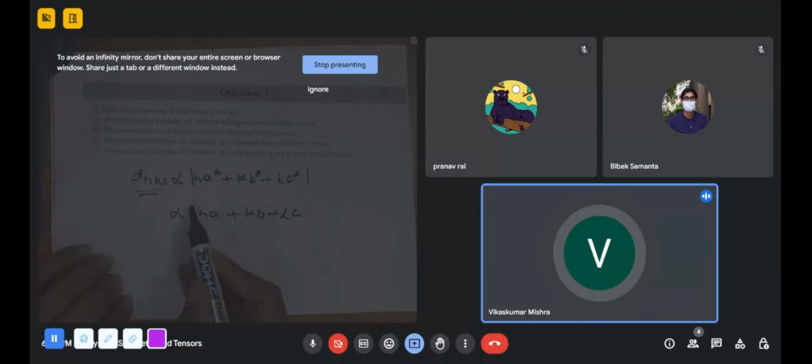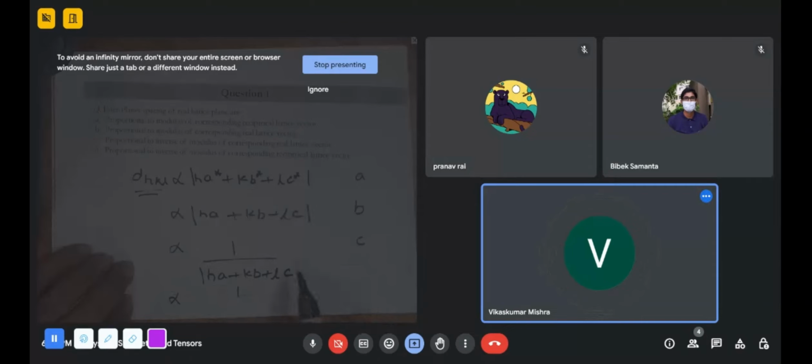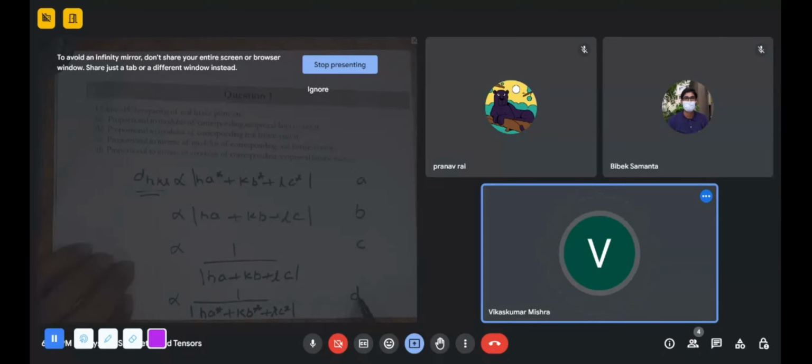H, K and L are the Miller indices of the plane. This is the first option, this is the second option, and the third option is telling that they are inversely proportional to the modulus of the real lattice vector, that is HA plus KB plus L times C. So this is option C, and the last option is telling that they are inversely proportional to the modulus of the corresponding reciprocal lattice vector, HA star, KB star, and L C star, and this is nothing but the option D.